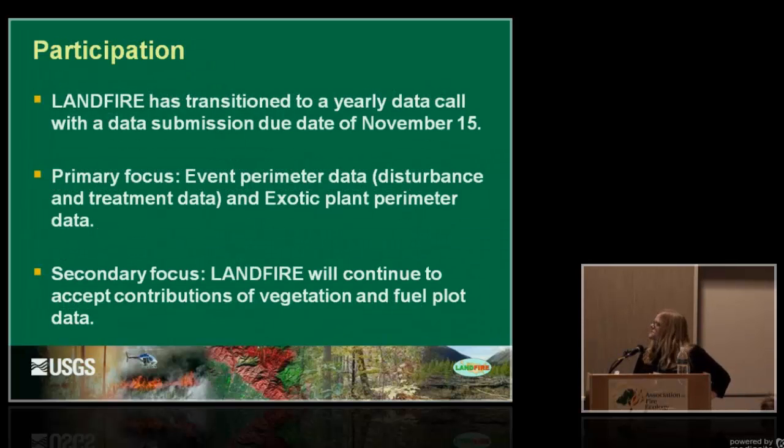Participation: we have a chance to participate by continuing to accept data as we move into the future. We're going to need more data. We have transitioned to a yearly data call, so the data submission due date is November 15th of each year. Our primary focus is collecting event perimeter, or disturbance and treatment, data or exotic plant perimeter data. And our secondary focus will be to continue to accept contributions of vegetation and field plot data from all years. This past November 15th, we collected data from 2011. Next November 15th, we'll be collecting data from 2012, so we're looking for data about a year behind. That's where our concentration is.